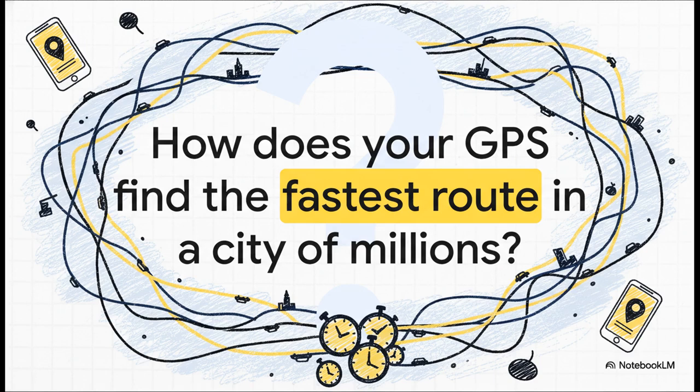How does your GPS figure out the fastest way to get you somewhere in a city packed with millions of people and streets? You just pull out your phone, type in where you're going, and bam, there's the best route. But how? How does it actually crunch all that data, sifting through millions of possible paths, like instantly?